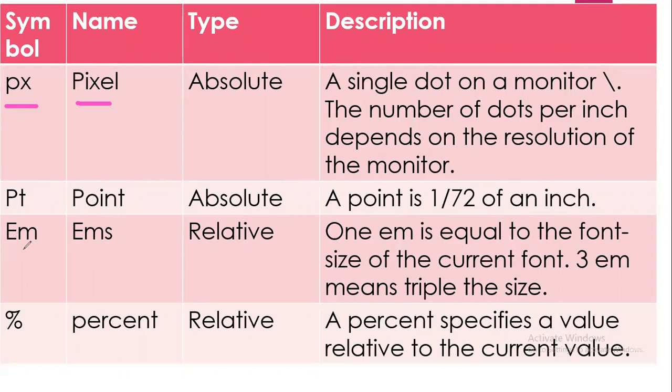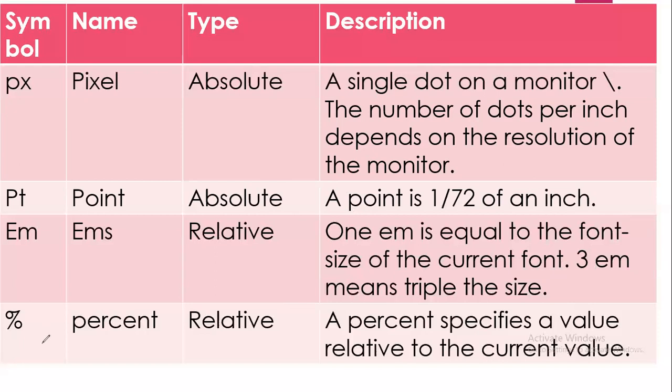If you are defining here the value in em, it is a relative type, means 1 em is equal to the font size of the current font. What is 1 em? 1 em is equal to the font size of the current font. Like whatever the size of your default font, it has that particular value. And if you write the value as 3 em, it means it will triple the size of the default font size.